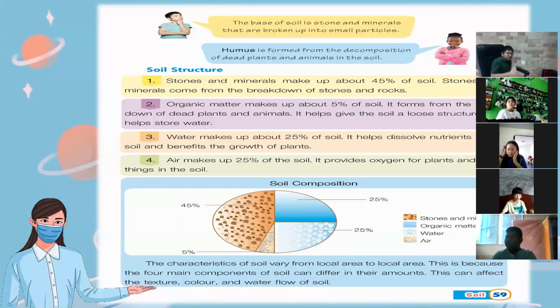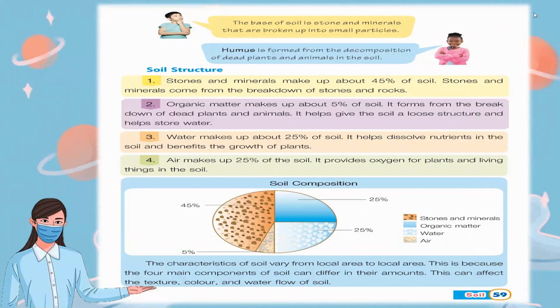Okay, students, so we can start, right? Are you ready? Yeah. Okay, so today we are going to learn soil structure, okay? Soil is actually the base of stone and minerals that is broken up into small particles, right? And we also have humus. We already learned about humus in our last class. Humus is formed from the decomposition of dead plants and animals in the soil, okay?